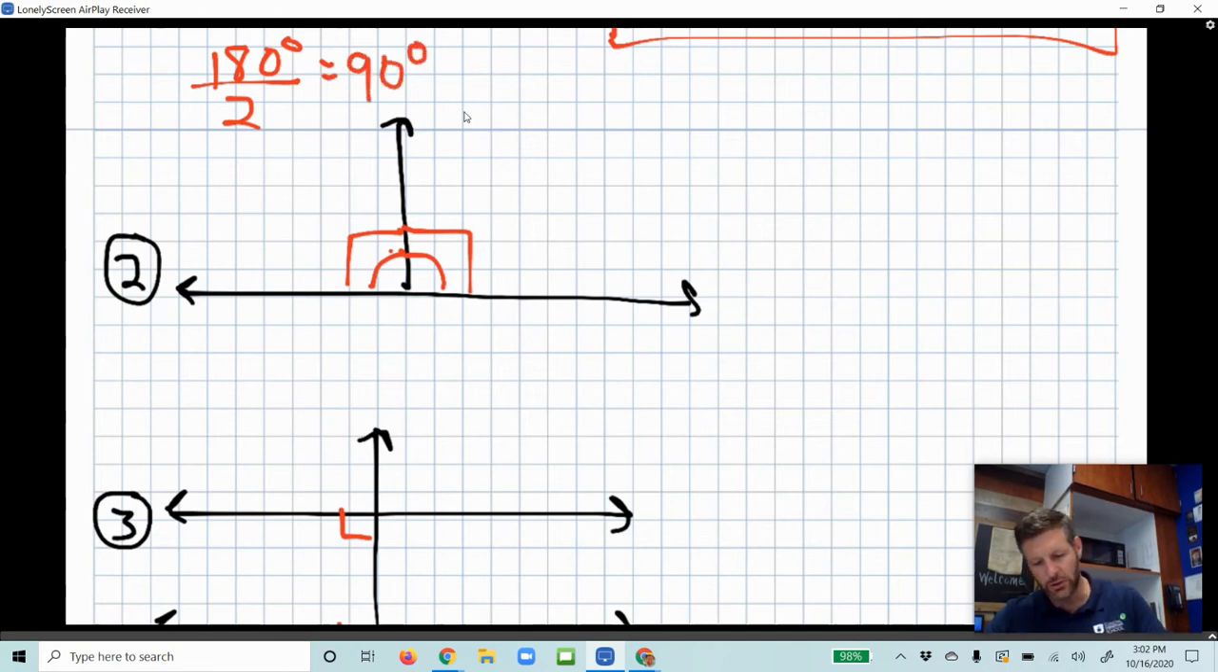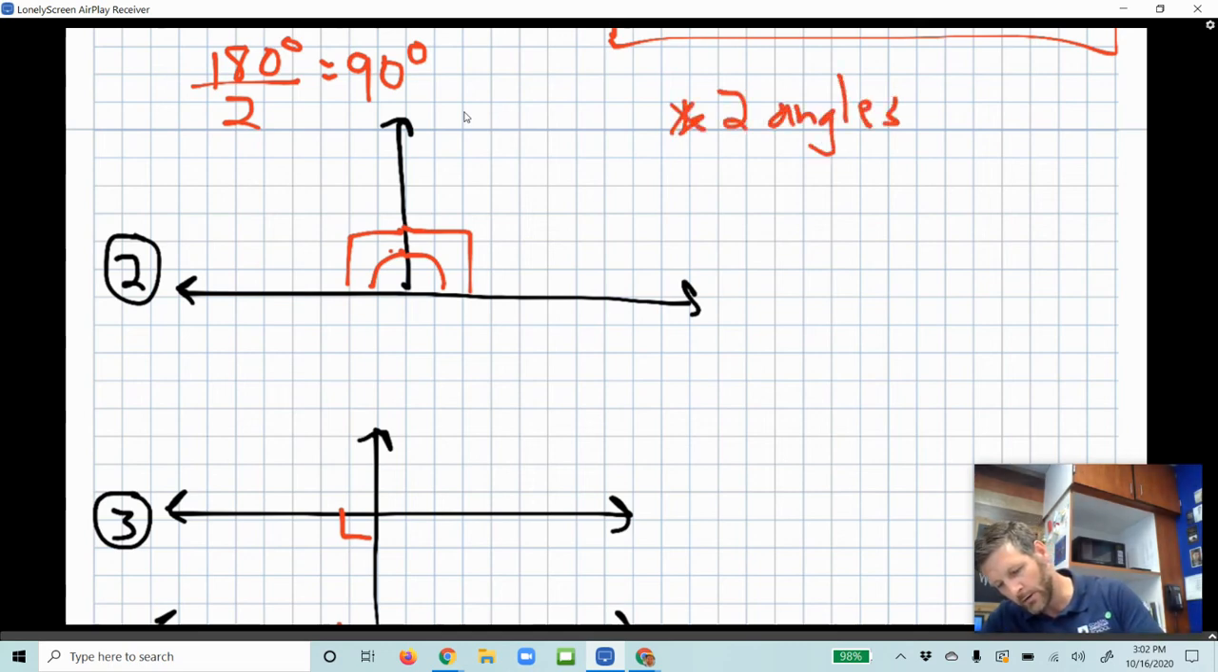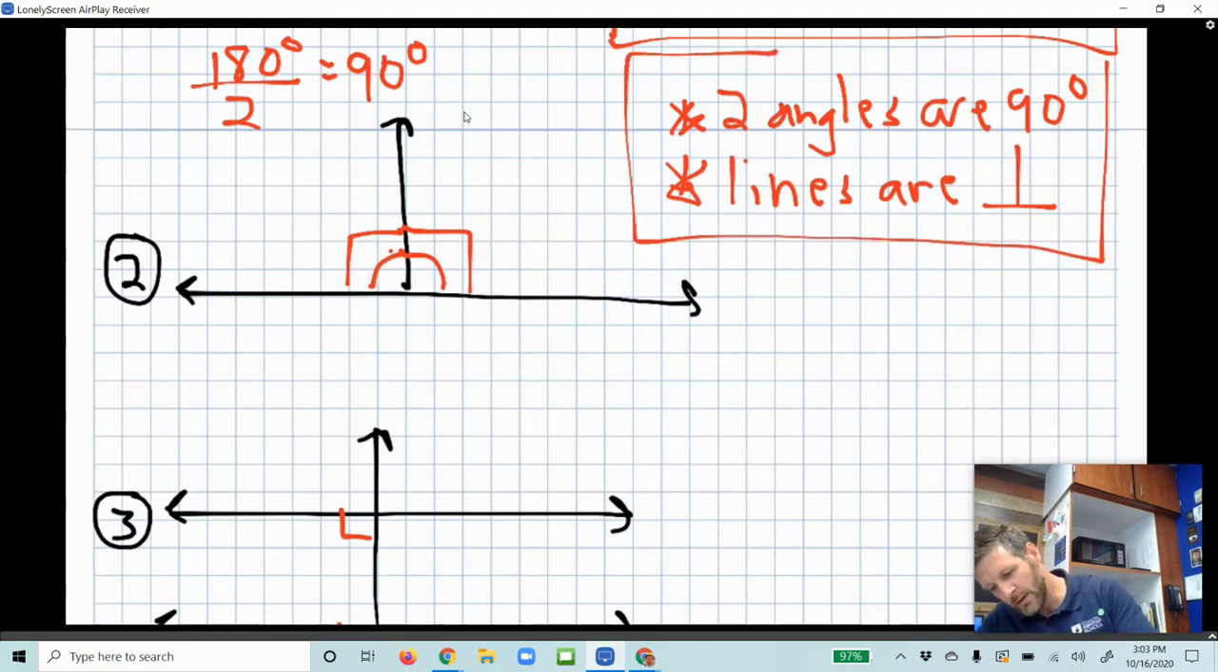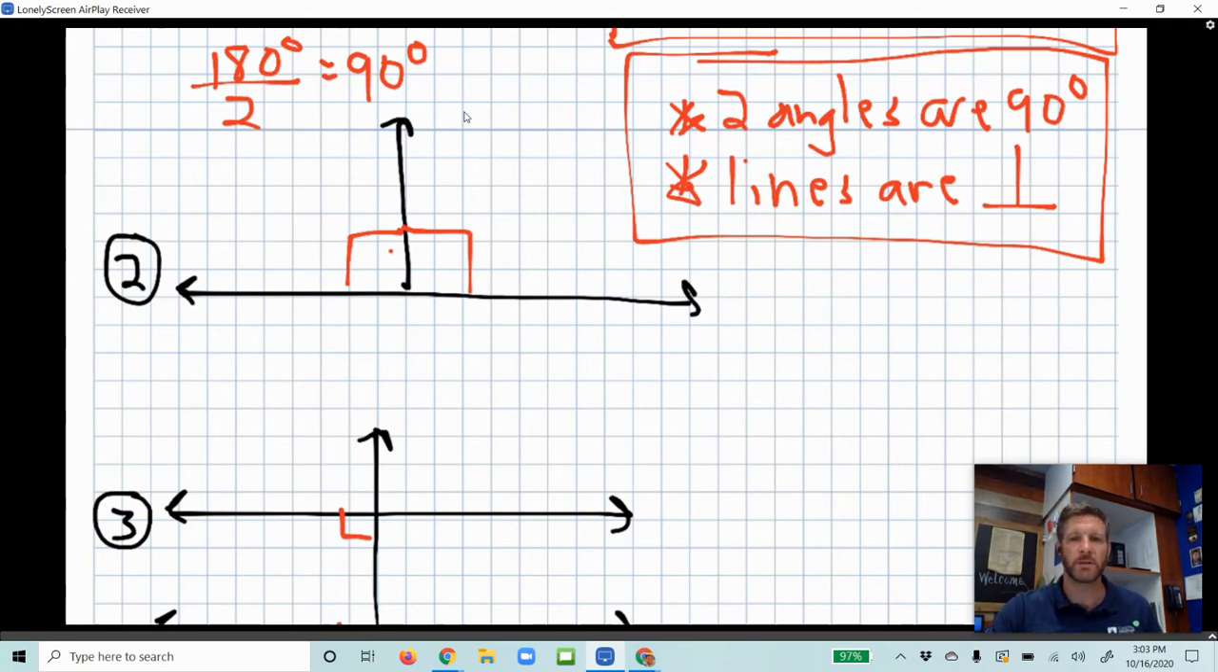So to answer the question, I know that the two angles are 90 degrees. I also then know that if the angles are 90 degrees, then the lines are, I'll use the symbol, perpendicular. Okay, so if you have two angles that form a linear pair and their angles are congruent, then you know that you have right angles, 90-degree angles, and you know that therefore the two lines are perpendicular. Okay, question number 3.